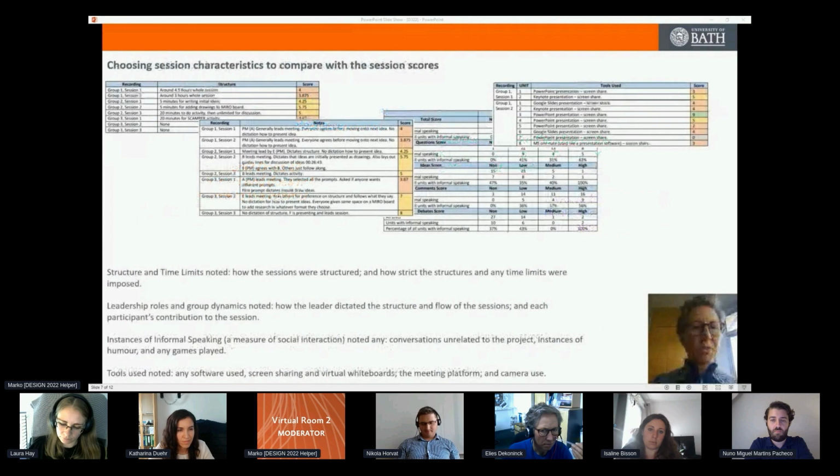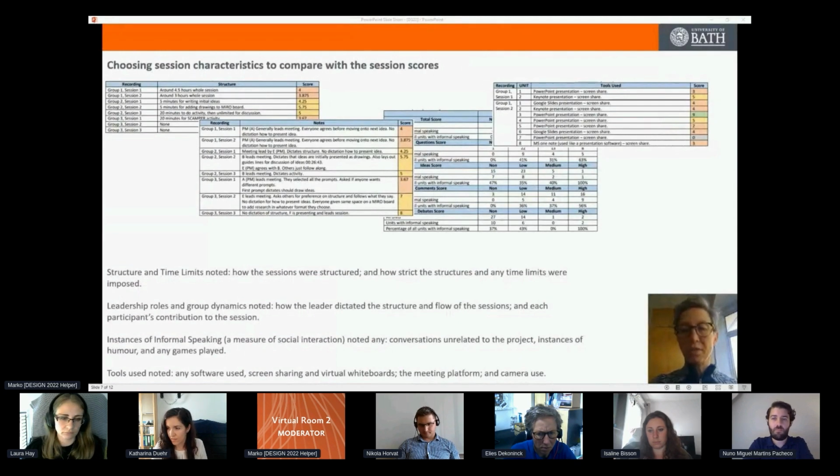So we chose a number of session characteristics to compare with the average session scores, as you can see in these examples on this slide. So we were looking at the structure and time limits that teams used, and we took extensive notes, for example, on how sessions were structured and how strict they were at sticking to those structures and whether any time limits were imposed. We did that also for leadership, social interaction, and all the tools used. And this created our data set in relation to the scores we had given.